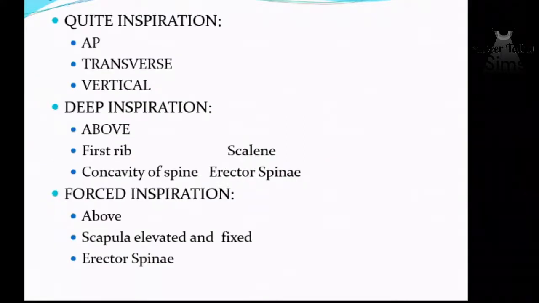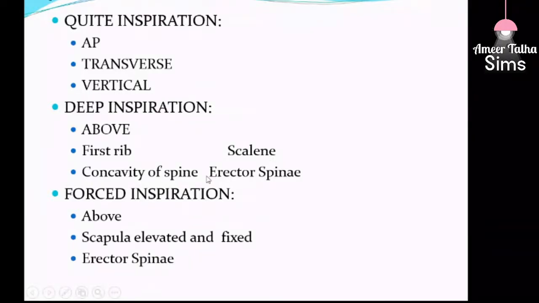ठीक है, अब ये हर टाइप ऑफ मूवमेंट के मसल्स दिए हुए कि जी किसमें डायमीटर कौन सा इंक्रीज होगा और कौन सी एडिशनल फैक्टर्स इन्वॉल्व होंगे. Quiet inspiration is a normal one which we are having daily and normally. Deep inspiration is when we are having the forceful breathing. Okay, the above factors in addition, the first rib is raised due to the action of scalene muscles. Then the concavity of the spine is straightened out with the help of the erector spinae muscle.